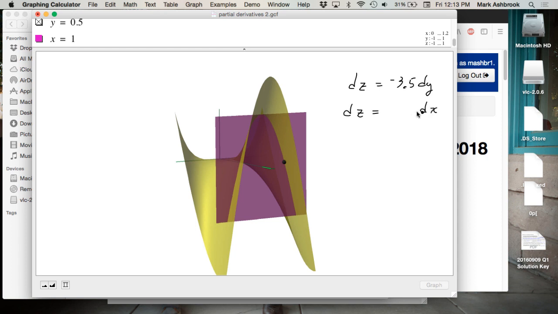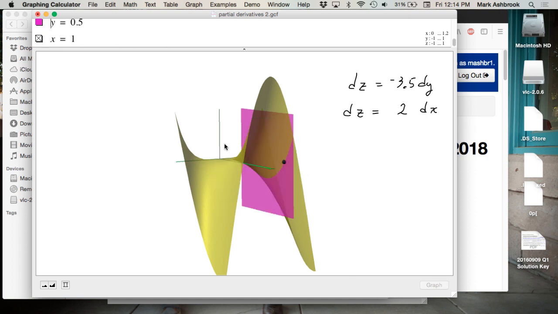it was a 2. For a little change in x, the change in z, so let's show that again. The change in z is 2 times whatever your change in x is. Okay, make sense? All right.